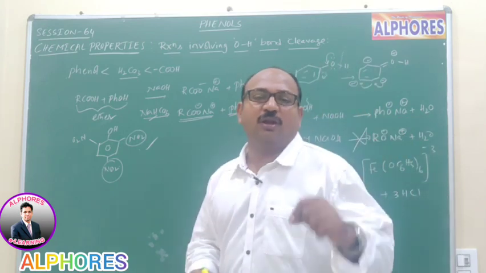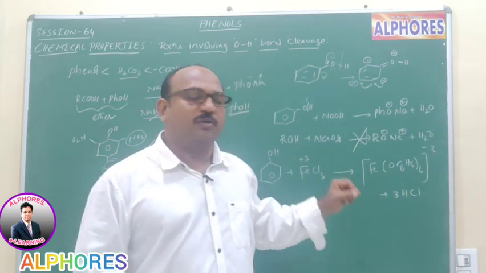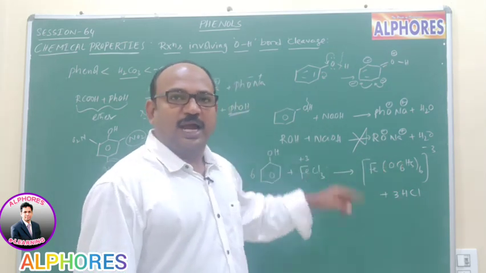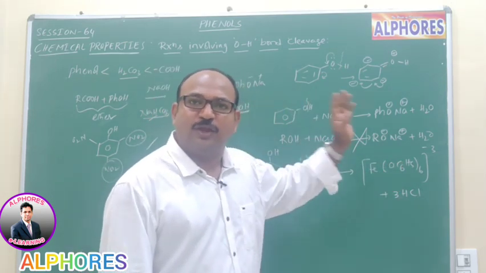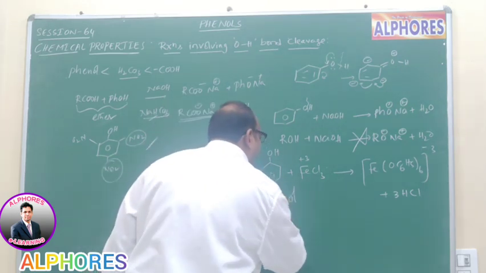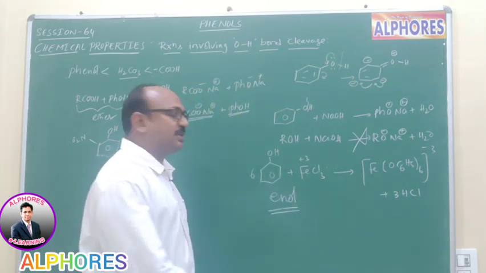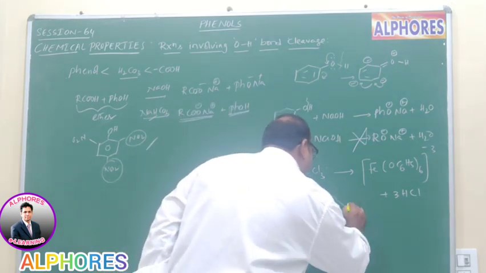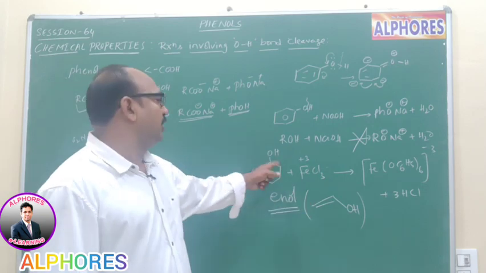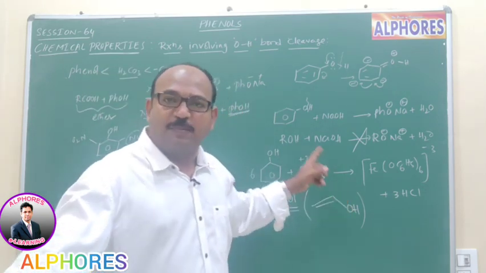Here phenol upon reaction with neutral ferric chloride gives a colored complex, a violet colored complex, and this is a test for phenol. Not only for phenols, this is a test for enols. Enols means wherever a double bond containing carbon is attached to OH. So for all enols, the neutral FeCl3 test is applicable.